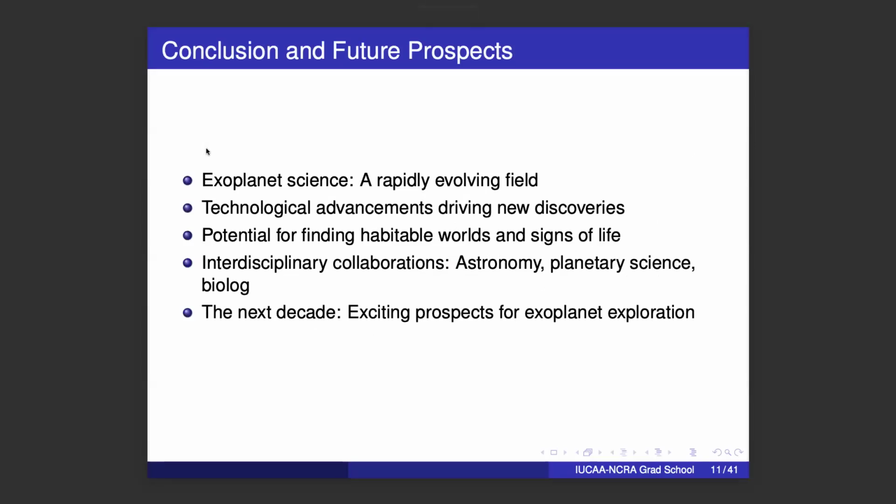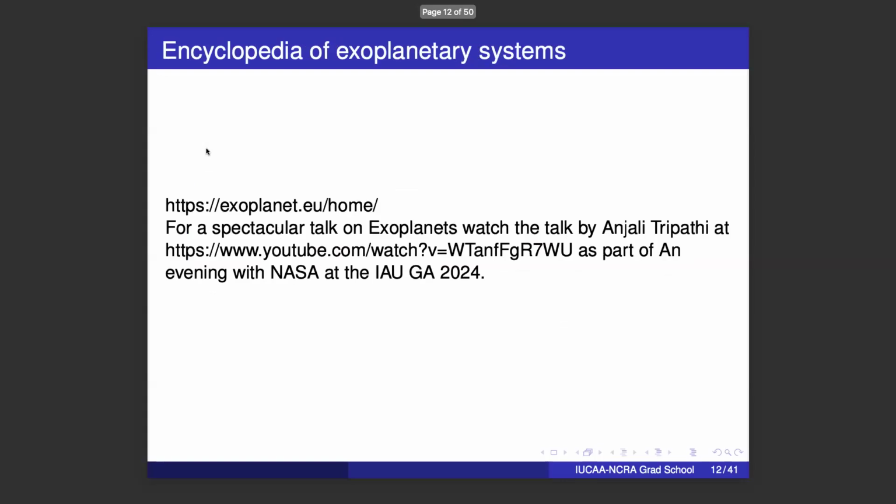Okay. So this is just a summary. It's an interdisciplinary collaboration. So there is astronomy, there's planetary science, and then there is biology. If you want to know more, this is a big site to waste time on, because what they have done is they have collected every possible data on every possible known planet.